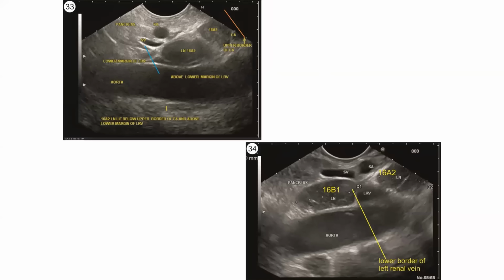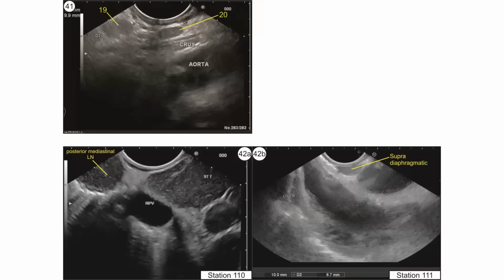The margin of the renal artery becomes important, and then we look for the renal vein, the lower border of the renal vein, a lymph node below it, or a lymph node above it, 16A2, 16B1, and more in the retroperitoneum. These are the lymph nodes which generally indicate inoperability. So this is the lymph node station of, again, changing compartment. Then this is coming into the abdominal cavity.